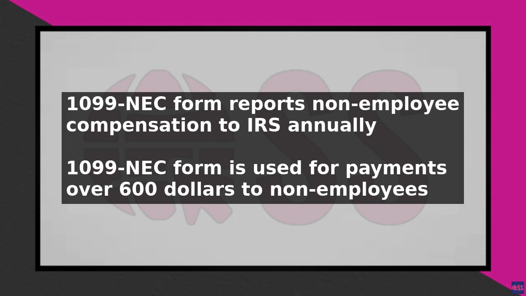First, let's start with the basics. The 1099 NEC form is a type of information return that reports non-employee compensation, which includes payments made to freelancers, independent contractors, and other non-employees. The NEC stands for non-employee compensation, which is a type of income that is not subject to withholding taxes.